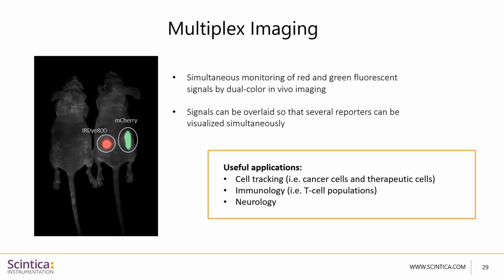Some of the common applications where this would be really useful: cell tracking. As I mentioned, looking at maybe a cancer cell population that is red and a therapeutic cell that is green, being able to see the interaction of those populations within the same subject can be really beneficial. Secondly, immunology, looking at various T cell populations potentially, or maybe a T cell population and a cancer population. And then finally, neurology. We know brain biology is very complex, so being able to look at more than one cell population can be really advantageous here, especially with only one modality needed.